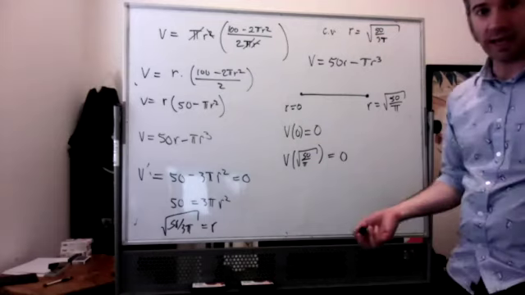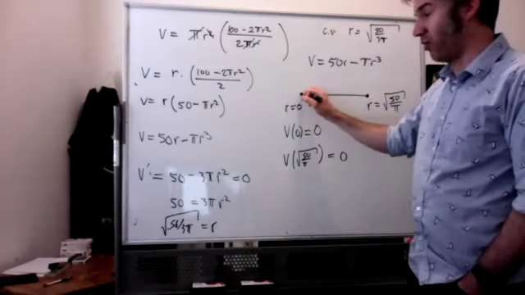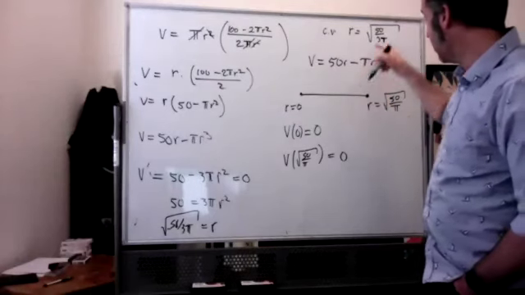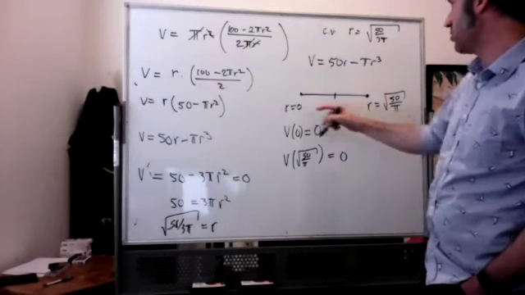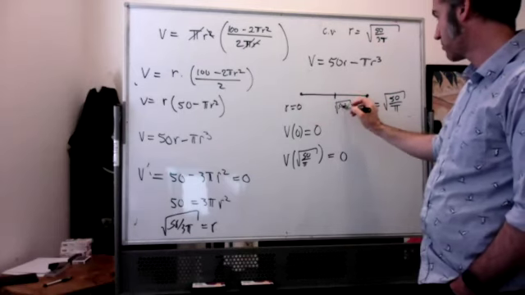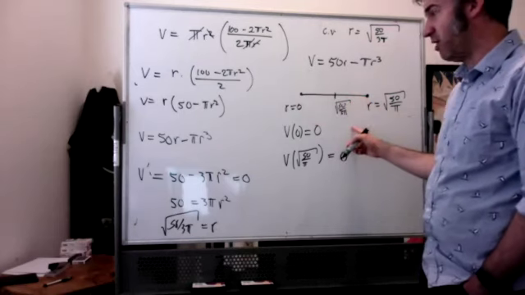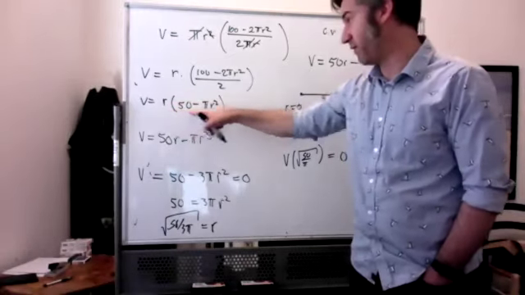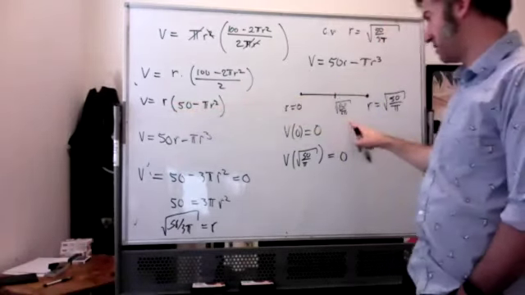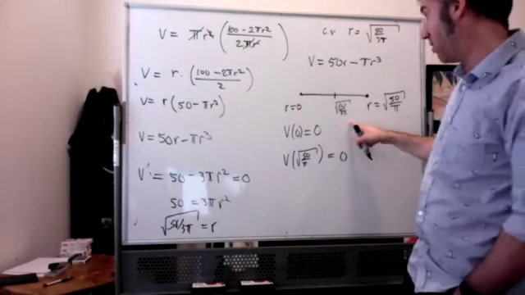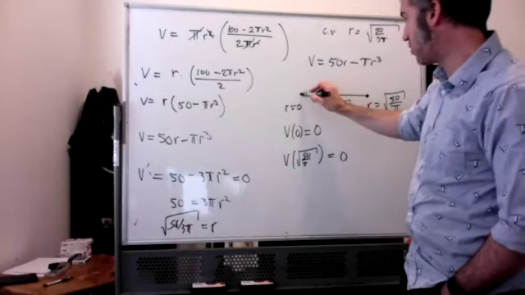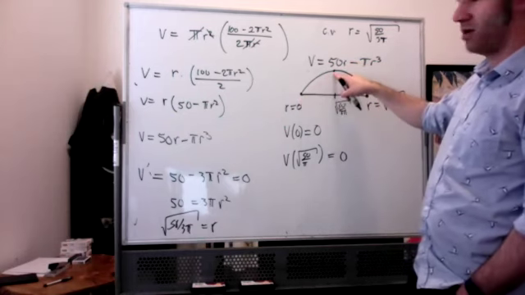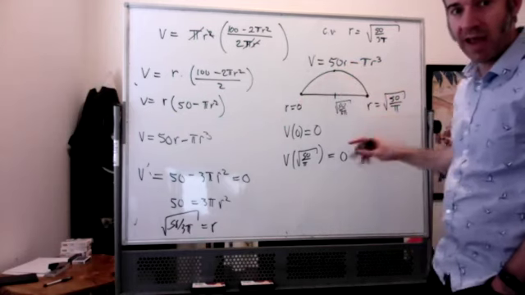So here's what we're saying. At this endpoint, the volume is 0. At this endpoint, the volume is 0. And at this critical value in between those two endpoints, the volume is positive, right? If you plug this in here, that's positive, and 50 minus pi times this number is going to be something positive as well. So what we're saying basically is the function does this. It's 0, it's positive, it's 0.